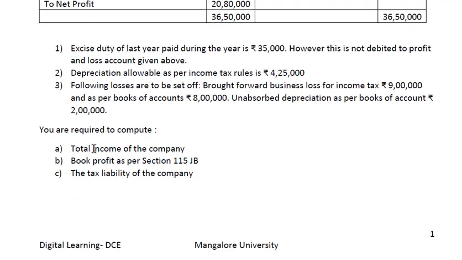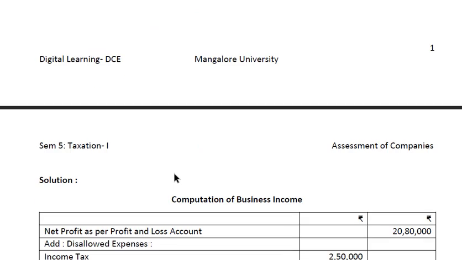We are required to find the total income of the company after finding the business income, book profit, and then tax liability, that is normal tax and the minimum alternate tax.